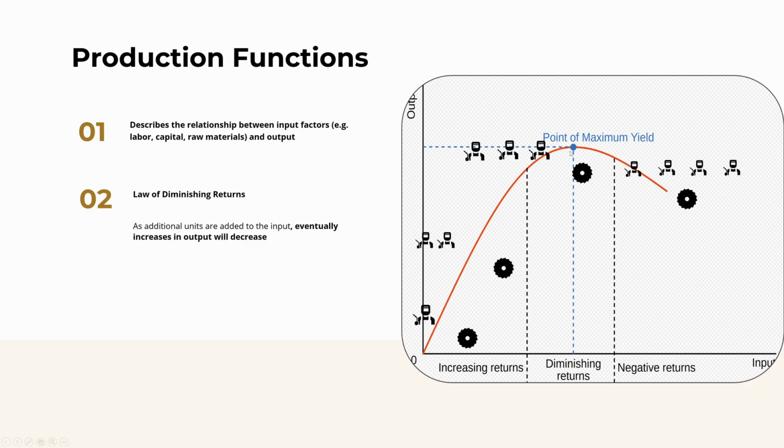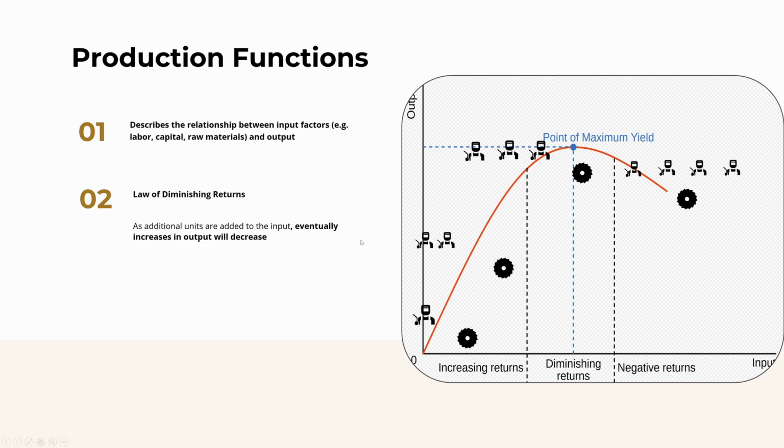There's a certain threshold, if you will, where you reach the point of maximum yield. This is the optimal production level right here. So in this case, 3 workers for 1 machine is the optimal production level. Whereas if you add 1 more worker, the production will essentially decrease.